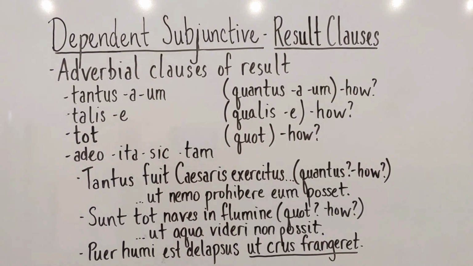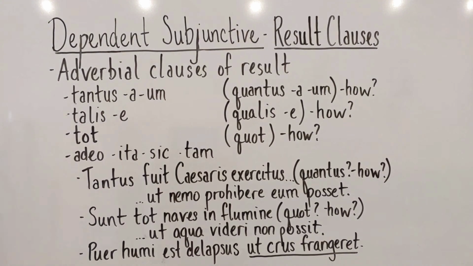Once again, result clauses do follow sequence of tenses, but you're not going to get the prior action. You can go ahead and try it out, but you're not going to be able to get either a perfect subjunctive or a pluperfect subjunctive. It just doesn't work. You can only talk about result clauses with contemporaneous or subsequent actions. You can't go prior. So result clauses do not have the full sequence of tenses.